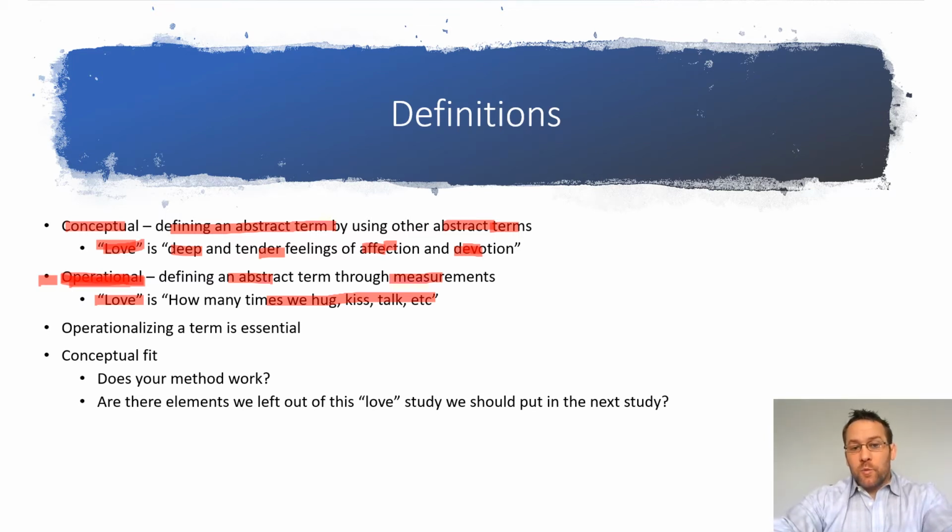So conceptual defines an abstract term based on other abstract terms. Operational is where we take abstract terms and try to measure them with things that are measurable, like how many times something happens. We know that hugging and kissing and talking for X amount of time doesn't necessarily equal love, but it gets us closer to what love looks like if it could be measured.